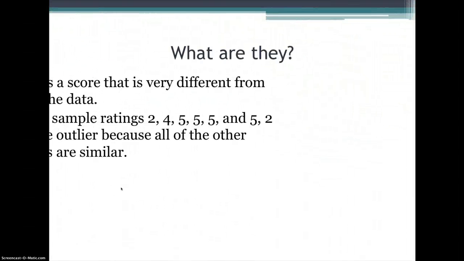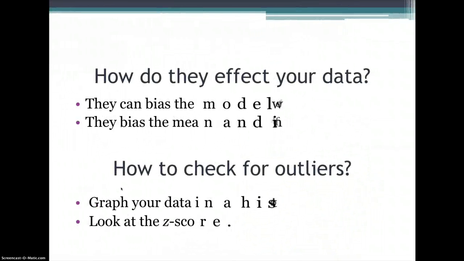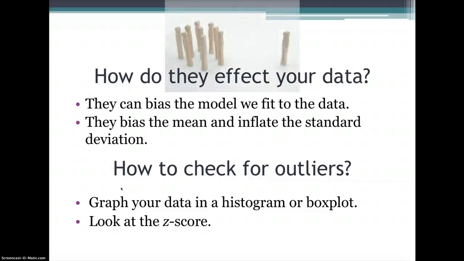An outlier is a score that's very different from the rest of the data. Outliers can bias the mean and inflate the standard deviation, so we have to check the data for outliers. You can do that by graphing your data in a histogram or a box plot. You can also look at the z-score.